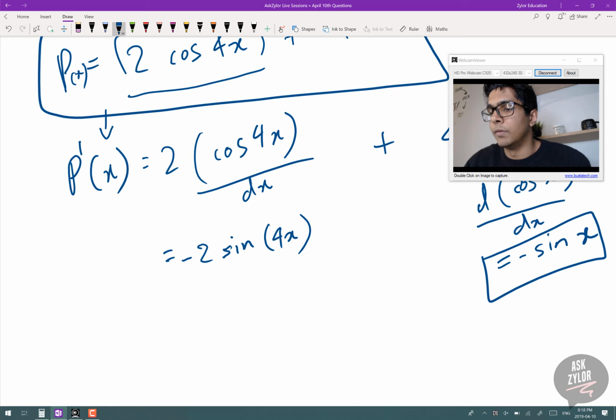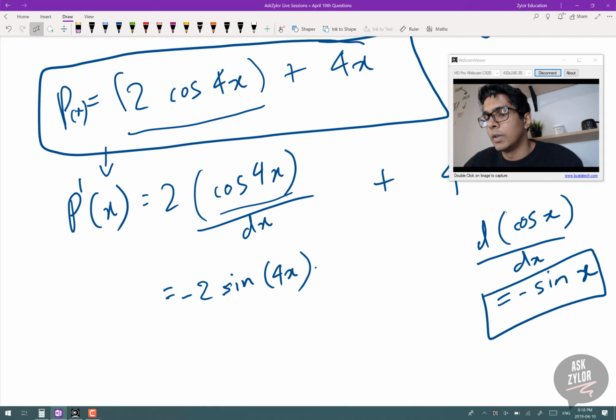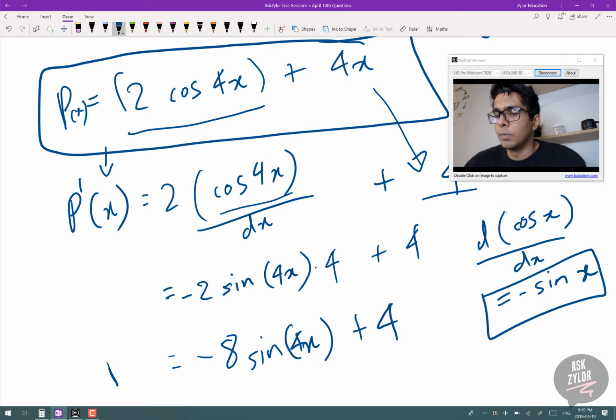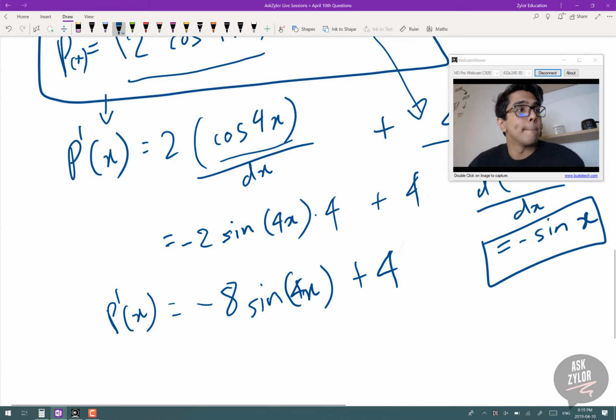I'm finding the derivative of the outside function, which is cos x. So I changed it to sine and left the inside function, which is 4x, the way it is. And then I have that multiplied by the derivative of the inside, which is 4x. So the derivative of 4x is simply 4. So I'm multiplying by 4. And I still have 4 on the outside from the 4x. Right? So this simplifies to negative 8 sine 4x plus 4. So this is my derivative for my perimeter.